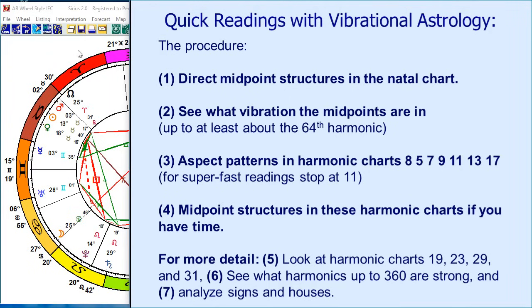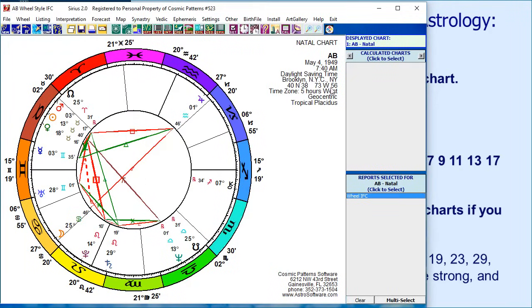So here's a chart of person AB. I just took the first 2 letters of the alphabet. Born on May 4, 1949 at 7:40 a.m. in Brooklyn, New York. And she said it was fine for me to use her chart for these videos. So let's do it. Let's look at the direct midpoint structures. Now, there's the chart wheel. I just entered it before I started the video and entered her birth information. She's got 15 degrees Gemini rising, etc.